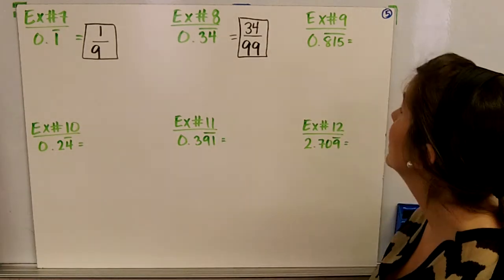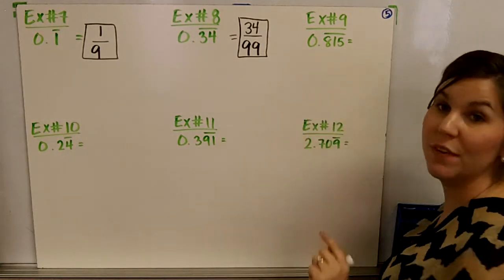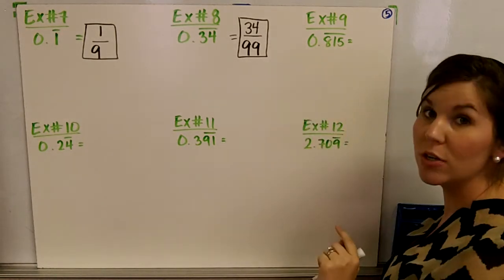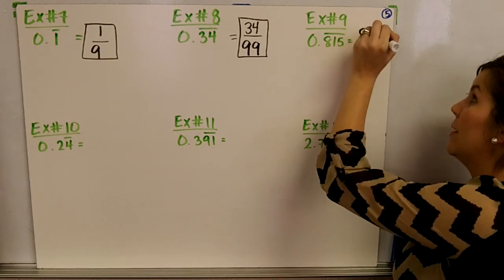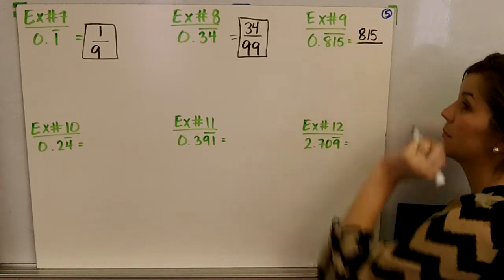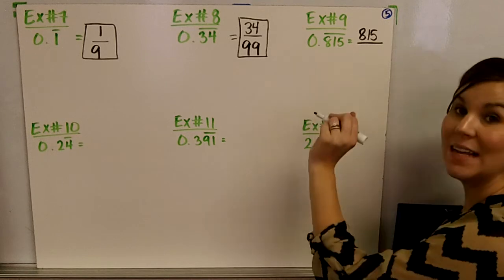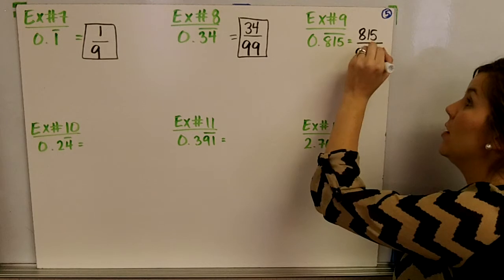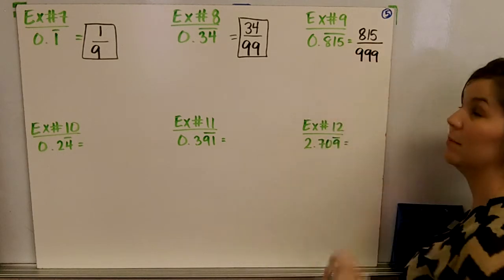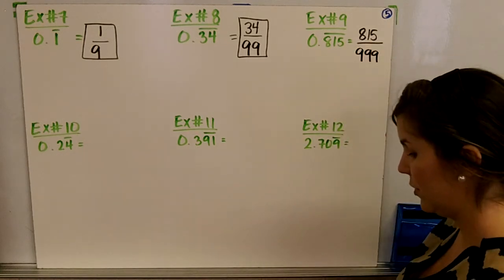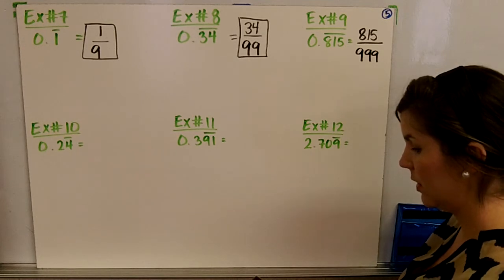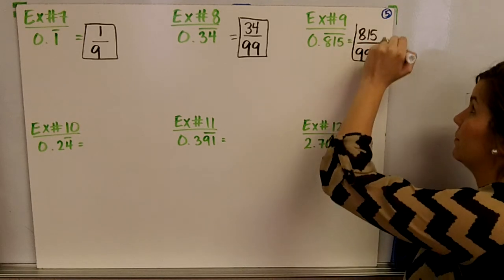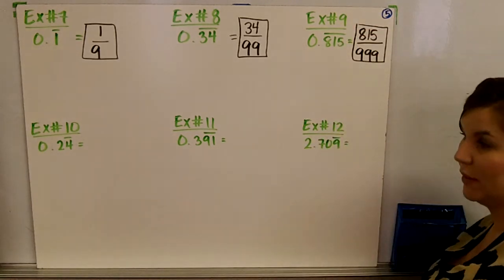So that's your answer. Example number 9, 815 thousandths, and this 8, 1, and 5 are all under the bar, so they're all repeating. Write the whole number part in the top, and then put 9s in the bottom for each digit that's under the bar. There are 3 digits under the bar, so 3 9s in the bottom. Check to see if it reduces. And this one does not either. So that's your final answer.